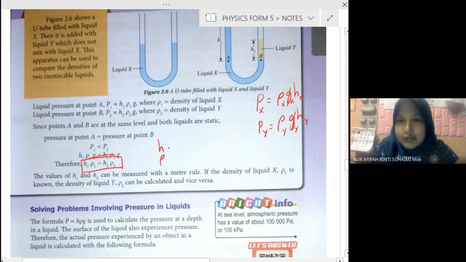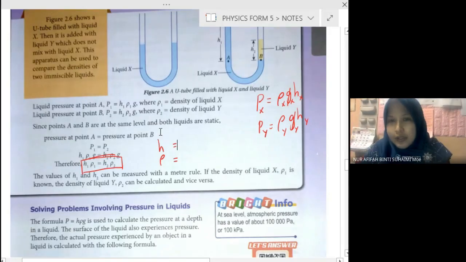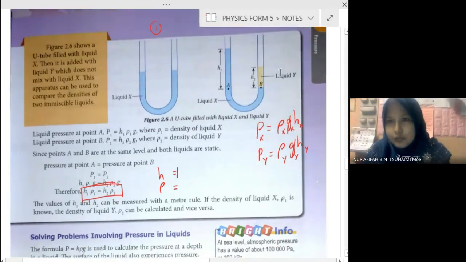Okay. Soalan akan beri salah satu. Dia akan beri yang h, and then you must find the density, or you are given the density for both liquids and find the h. Either one. Dia mesti akan bagi salah satu lah, and then akan cari satu sahaja. Boleh use ratio. Use ratio for this one. Okay.